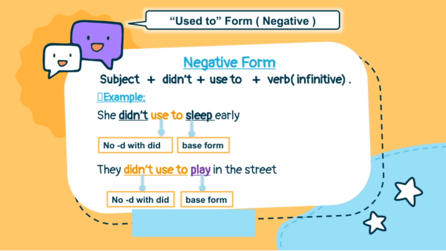Remember, the key points are use didn't, then used to, and follow with the base verb. This connects to the overall theme of talking about past habits and how to express them negatively.